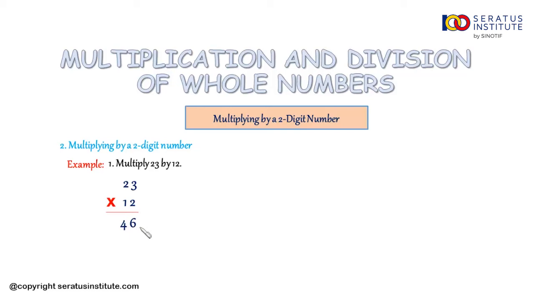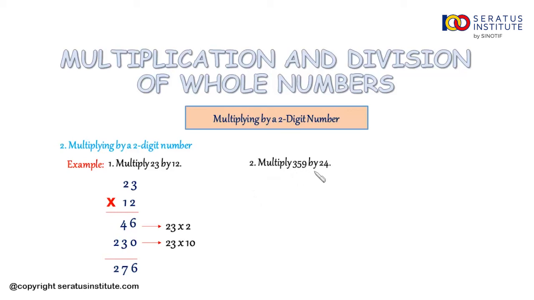We get 46. How do we get 46? It's from 23 times 2. And then we get 230. How? We multiply 23 times 10. So we sum the results into 276. Easy, right, Sobat 100? Now we go to the next example.